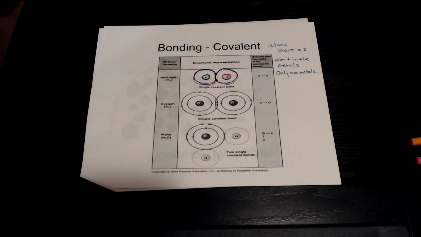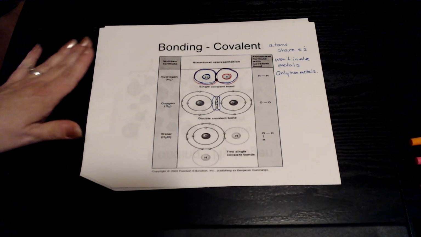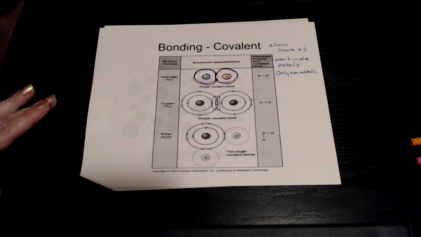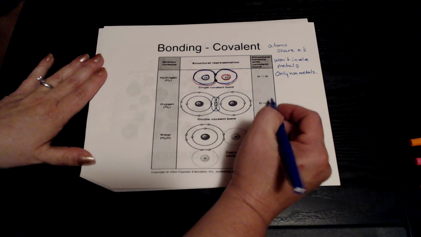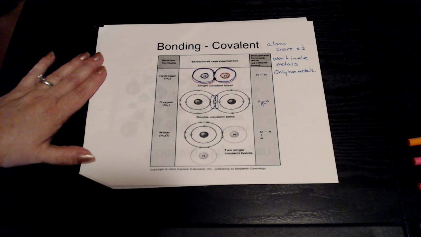In oxygen, we have 4 electrons that are going to be shared. Here are the 4 that are going to be shared, because oxygen has only 6 electrons. So 2 from each will have to be shared. Because 2 from each are shared, notice that there's a double bond between oxygen atoms.